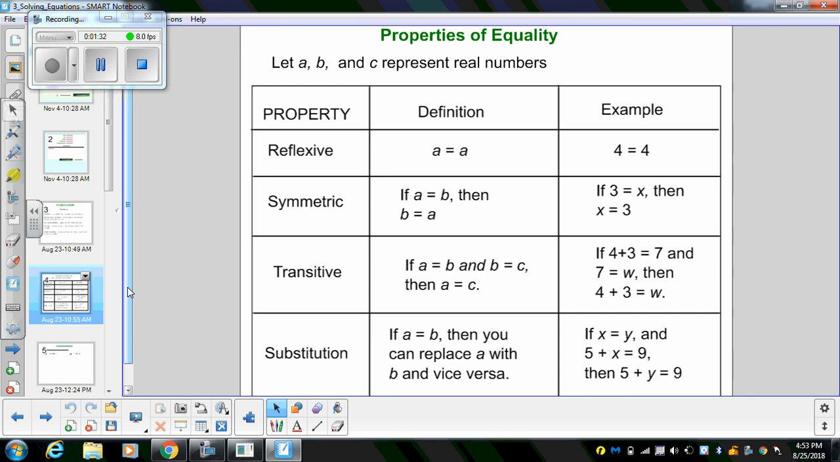Substitution. So if A equals B, then you can replace A with B and vice versa. So if X equals Y and 5 plus X equals 9, then 5 plus Y also equals 9. Okay. Make sure you get all this written down. Again, you can pause, rewind, fast forward if I'm going too slow, going too fast, or anything like that.